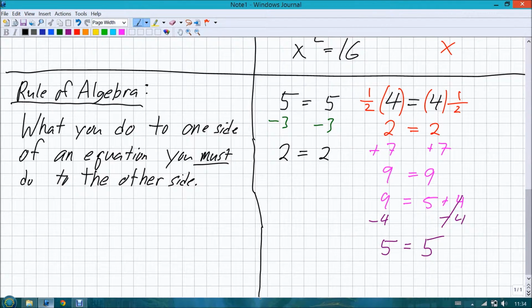So the main rule of algebra, and this will follow through from now until you get through the highest levels of calculus that you can possibly get to, says what you do to one side of an equation, you must do to the other. Otherwise, they're no longer equal.